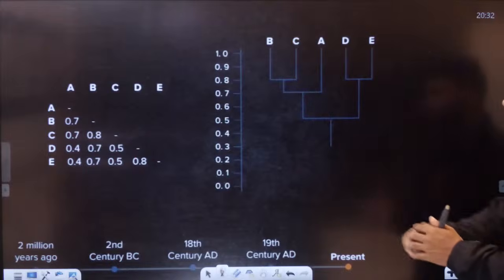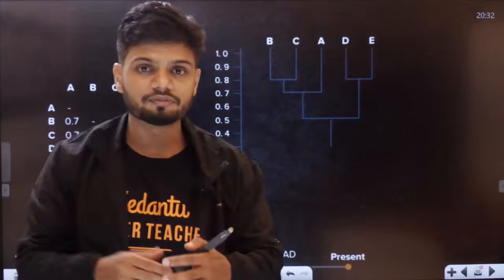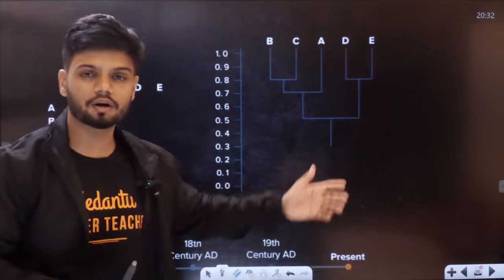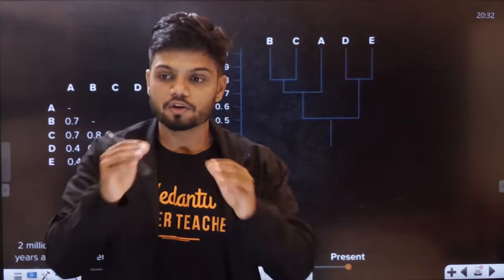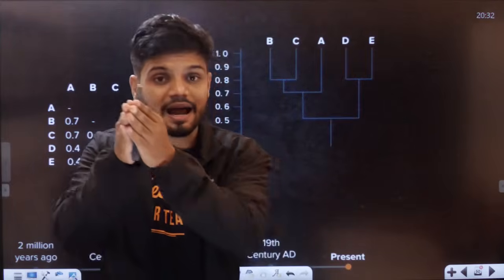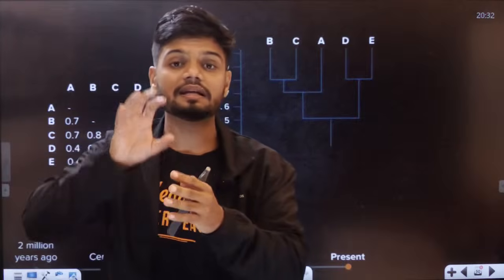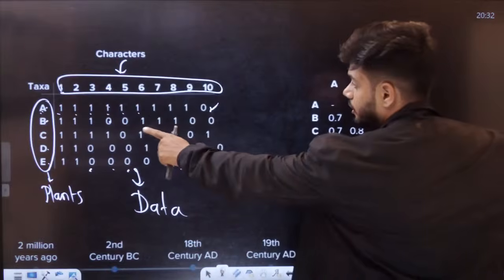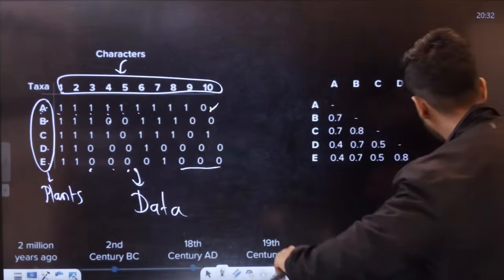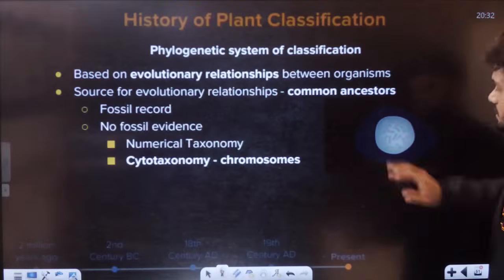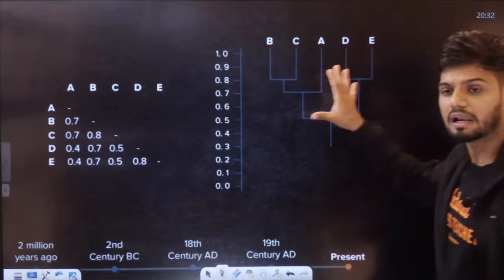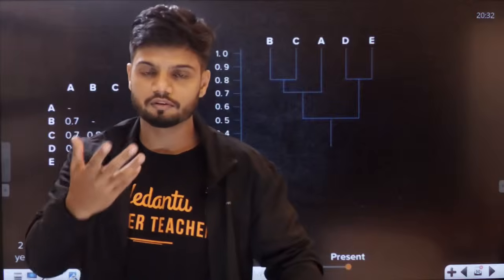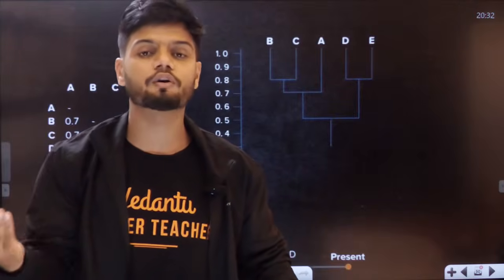So with the help of this data, we can find something, we can make charts like this. They're called dendrograms and cladograms. We can make many of them. Based on similarities and differences, we give this data to the computer, and the computer will give us this. And with the help of this, we can find the relationship between different organisms.